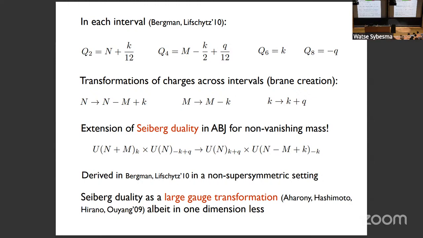Here we are finding the same. We are finding the same mapping, this n plus m goes to n, etc., the same mapping, but we are in 1 dimension less. We are seeing the Seiberg duality as a large gauge transformation. We are realizing it geometrically. This is exactly the way you can do that in the massless case from the ABJM theory.